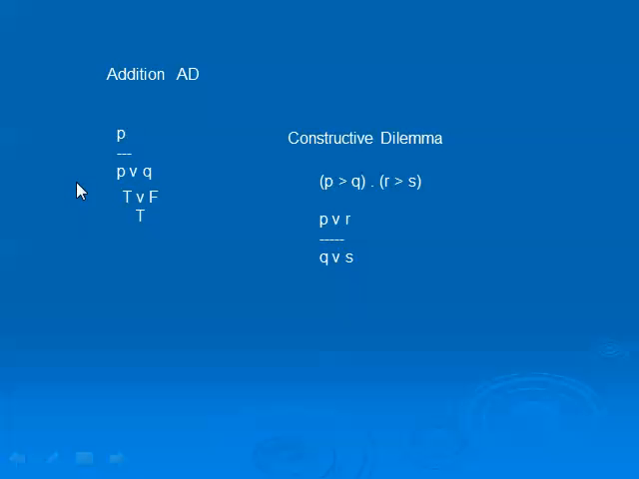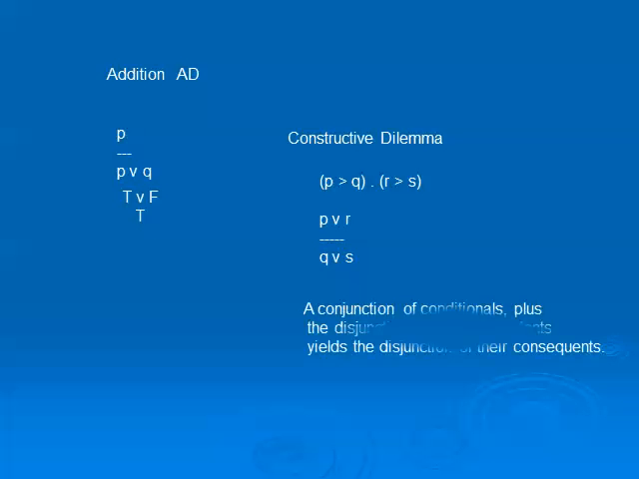Then there's the constructive dilemma, which says this. It's a conjunction of two conditional statements, P implies Q and R implies S. Now either P or R is true, that is the disjunction of the antecedents, and the conclusion is either Q or S is true. And what is that but the disjunction of the consequents? So constructive dilemma is the toughest one of these 8 rules to memorize. But you do want to memorize them all so that you have them at your fingertips. A conjunction of conditionals plus the disjunction of their antecedents yields the disjunction of their consequents.